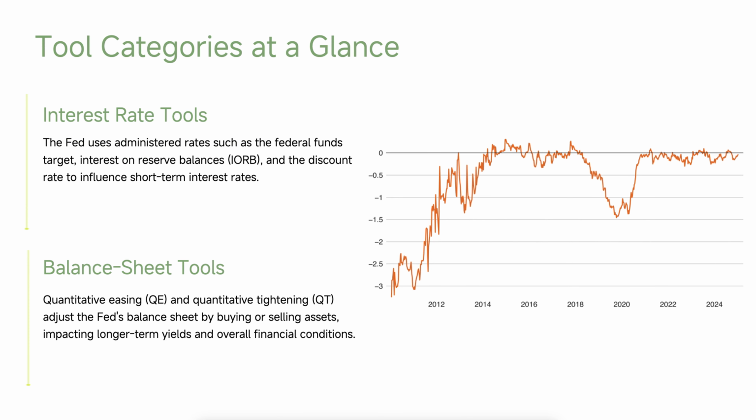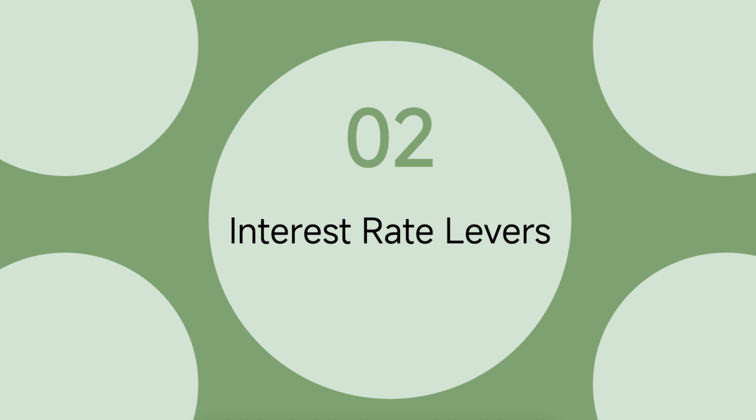The Fed's tools fall into two categories. Interest rate tools, the federal funds target range, the interest paid on reserve balances, known as IORB, and the discount rate, and balance sheet tools, mainly quantitative easing and quantitative tightening. Rate tools influence short term interest rates. Balance sheet tools affect longer term yields and overall financial conditions. Together, they form the backbone of modern monetary policy.